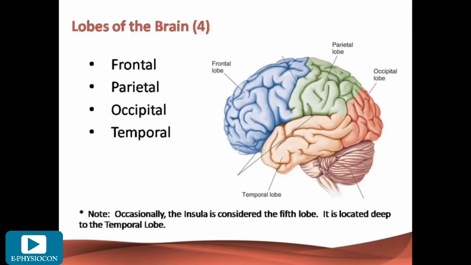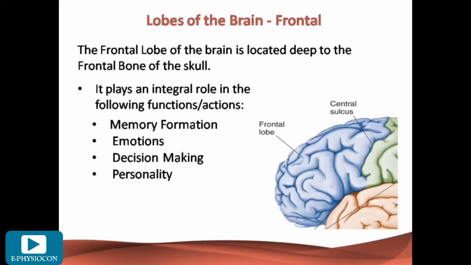Here you can see the lobes of the brain. As we know, there are four lobes in the brain: frontal lobe, parietal lobe, occipital lobe and temporal lobe. Here you can see the blue color is the frontal lobe, green color is the parietal lobe, red color is the occipital lobe, and this light brown color is the temporal lobe. Now we will see them individually.